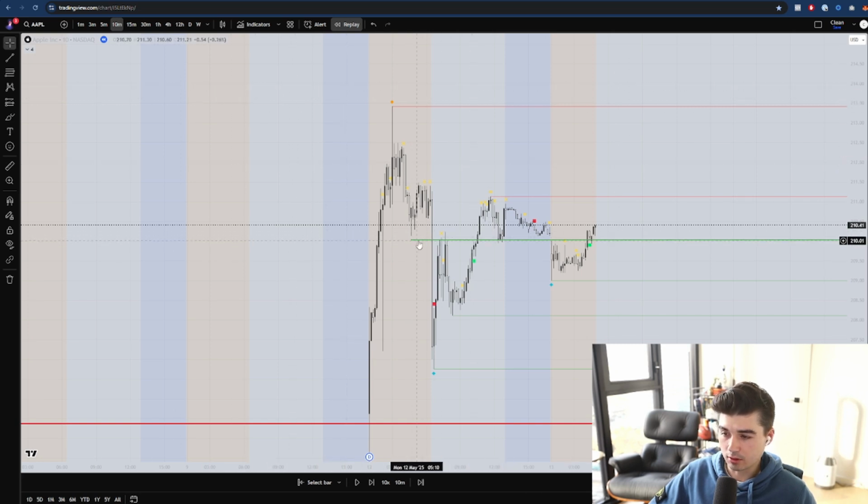And you can see here, this is a level from the previous pre-market yesterday as well. So this is something where, okay, there's probably going to be some sort of reaction here. If we could reclaim this support right here, then that's great, obviously.